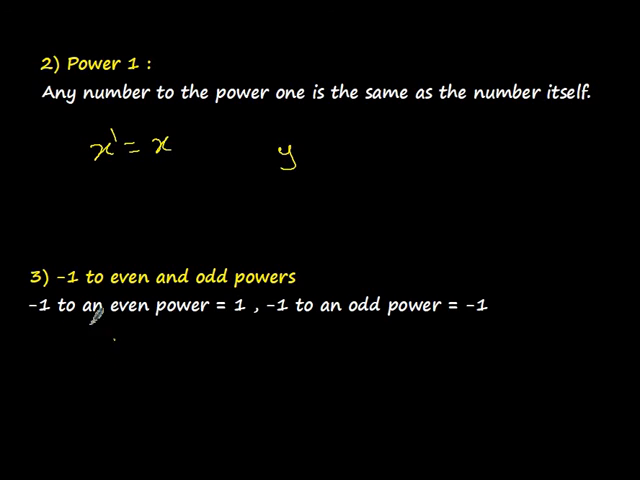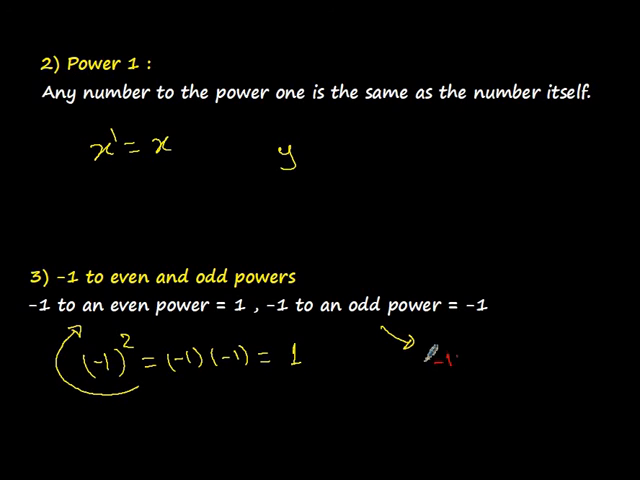Third one, whenever you have negative 1 raised to an even number such as 2, it means negative 1 multiplied by negative 1, and the result will be positive 1. So guys, we can generalize this rule to be this: negative 1 to an even power simply equals 1, and negative 1 to an odd number equals negative 1. Let's prove it.